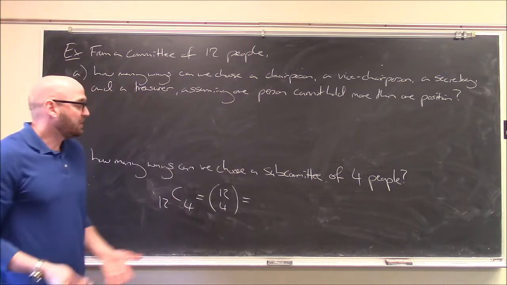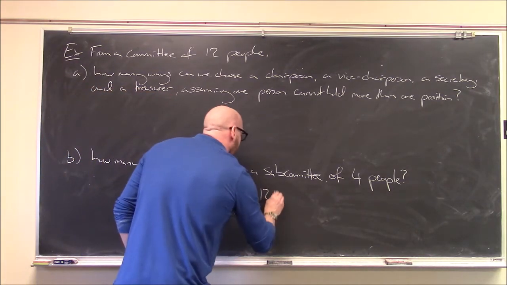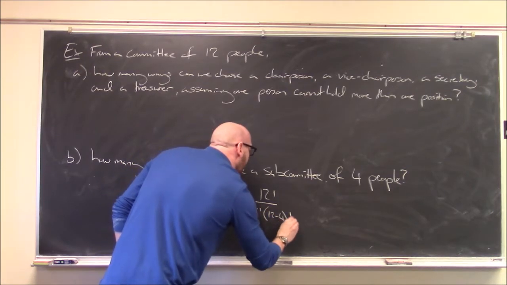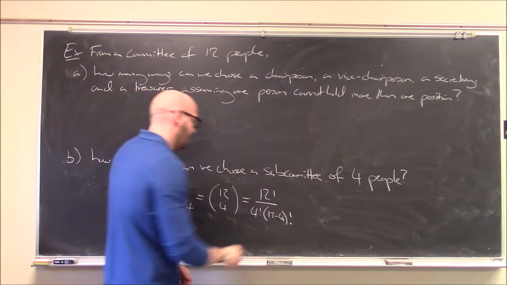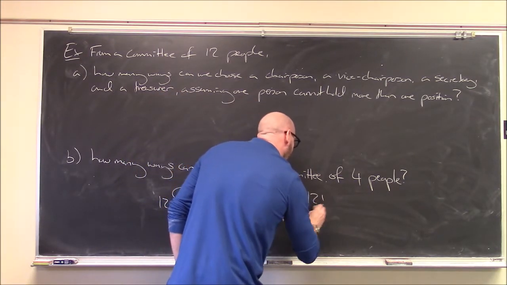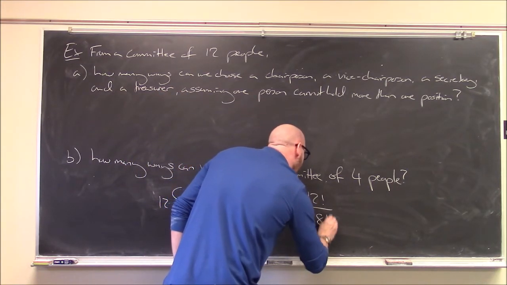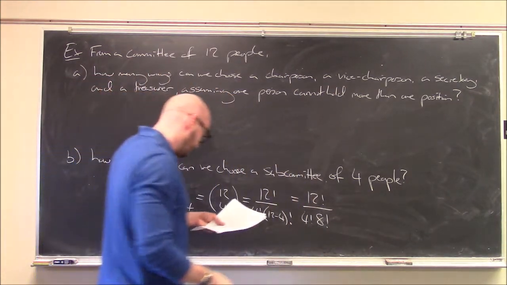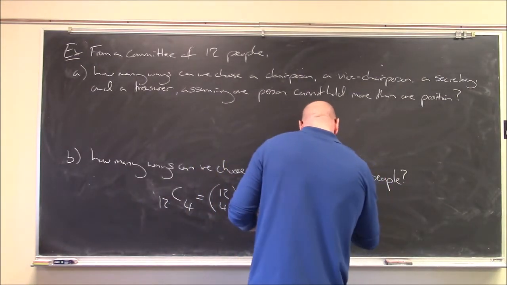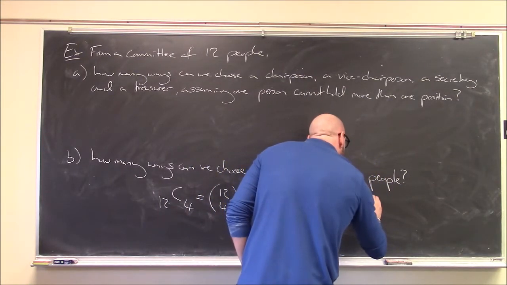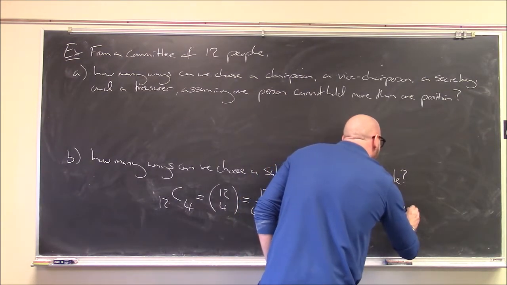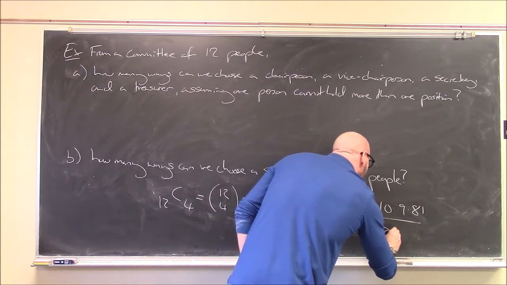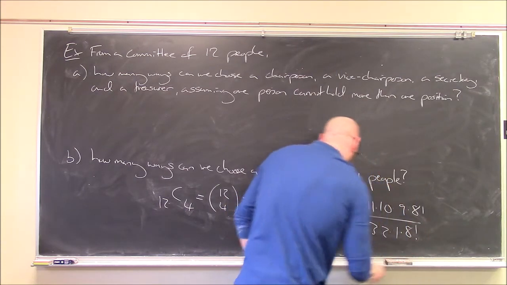And now we'll just go straight to our formula, right? 12 choose 4 is 12 factorial over 4 factorial times 12 minus 4 factorial, or 12 factorial over 4 factorial times 8 factorial. And you could plug this into a calculator now if you want, but I'll try and simplify some of it by hand. This is 12 times 11 times 10 times 9 times 8 factorial over 4 times 3 times 2 times 1 times 8 factorial.